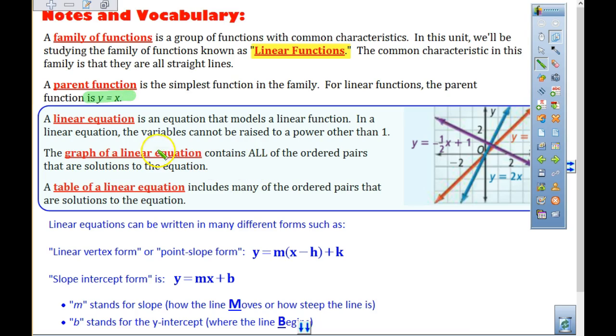So anytime I'm looking at a linear equation, the equation that models it is going to have the variables only raised to the first power. So if it's linear in an equation, the x and the y are just going to be to the first power. When I look at the graph for a linear, I'm looking at the ordered pairs, but when I talk about that graph, it's a nice straight line, and it includes all the ordered pairs.